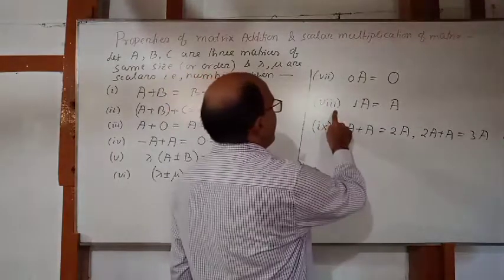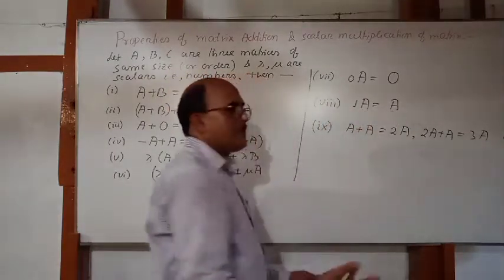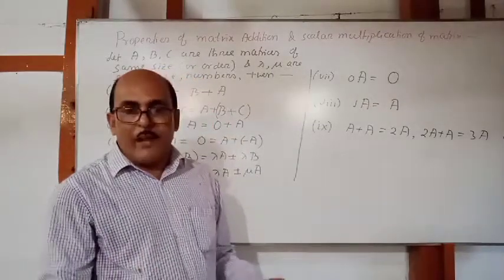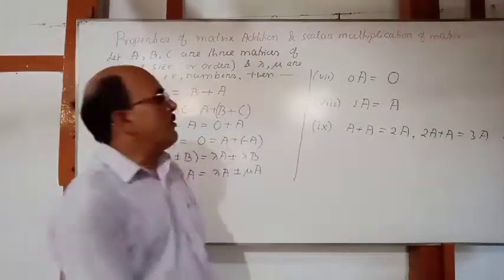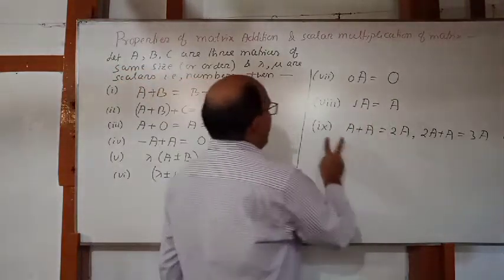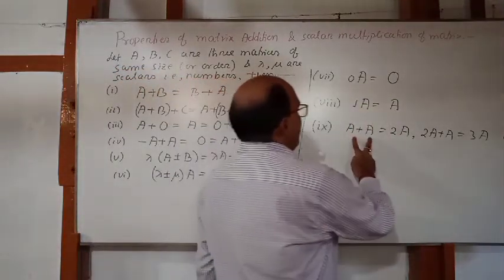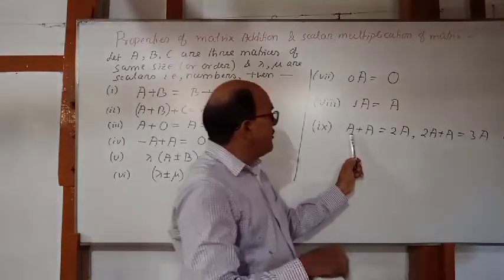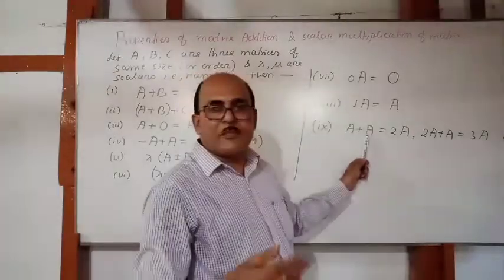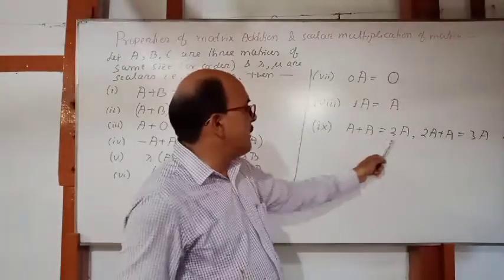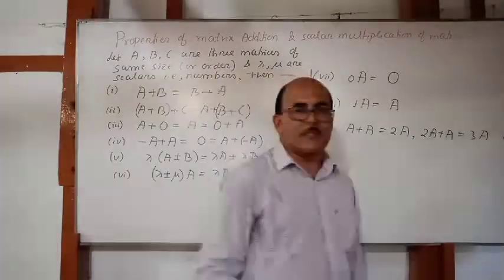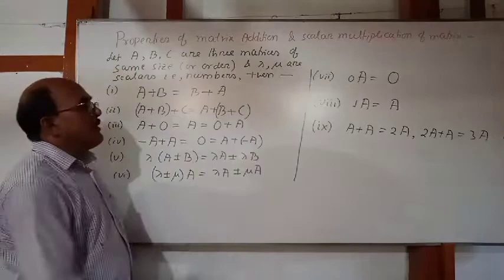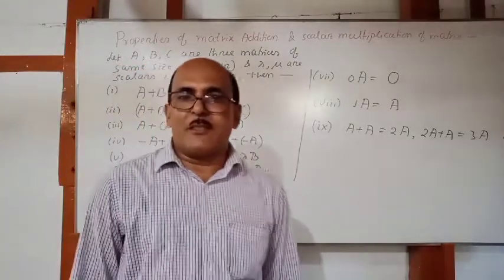Then number 8 property is 1 into capital A equal to A. Very obvious. If you multiply every element of a matrix capital A by 1, then the elements will remain same. So 1 into A is capital A. Number 9, A plus A. A plus A shall be denoted by twice A, because every element of A will be added with the elements of A. That means elements of A will get doubled. So twice A. Similarly, twice A plus A will give you thrice A. Thrice A plus A will give you 4A, etc. So these are the properties of matrix addition and multiplication of a matrix by a scalar.